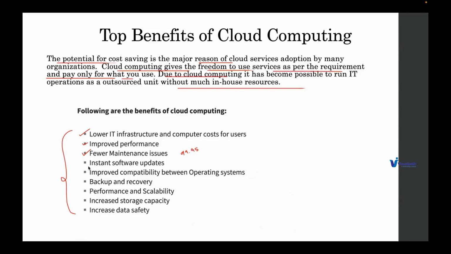And software updates. As I told you, there are different types of cloud services; we'll understand them in the next slide. It depends on what type of cloud service you go with. Software updates like firmware updates, OS updates, or application updates are taken care of accordingly. You need not worry about that. And improved capability across operating systems: you can go with any OS flavor you want, Windows, Linux.